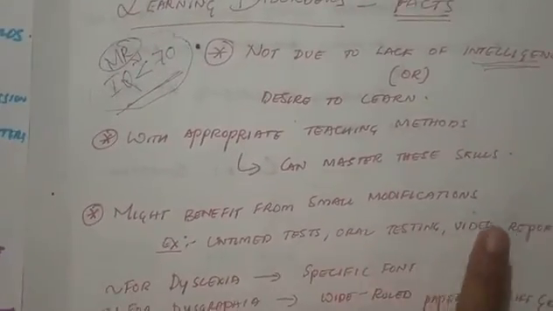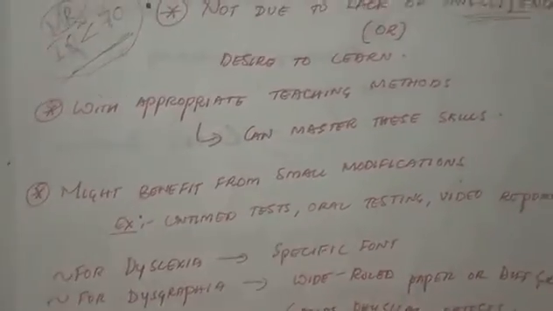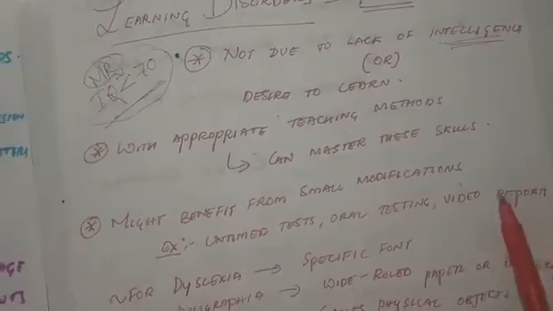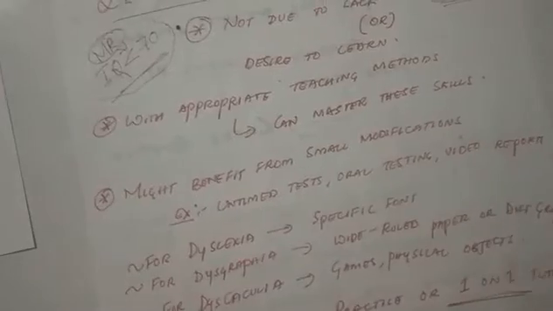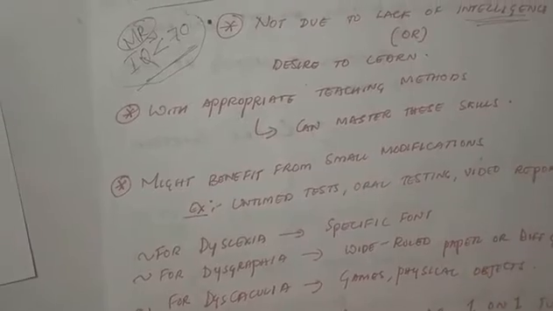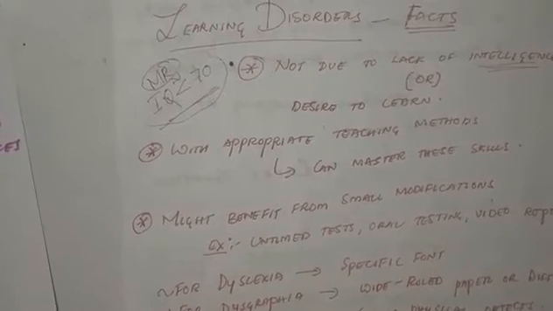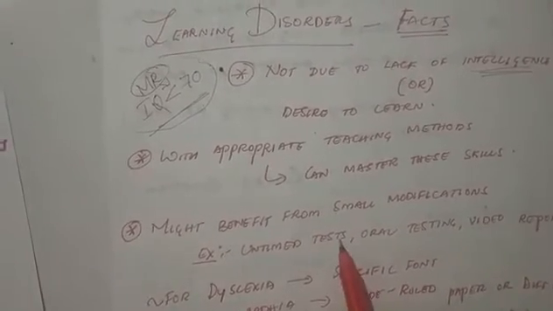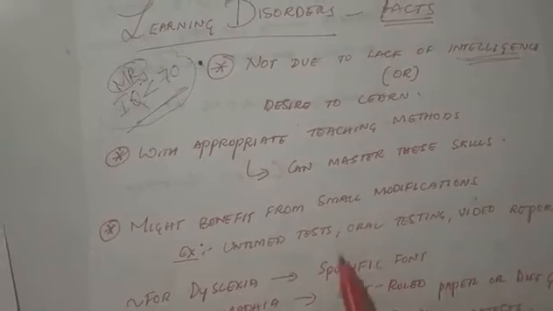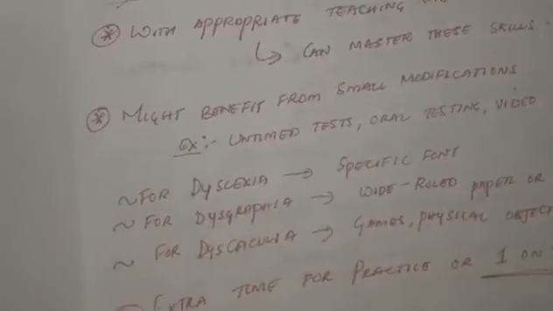They might benefit from small modifications: untimed tests, oral testing, and video reports. As I told you, you can have a scribe who can help a person with dysgraphia write in the examination, so that they can put across their thoughts accurately. Untimed test means there is no time limit; you can take your time and write. Instead of that, you can just give oral testing. That can also be a possible way of testing children with this kind of learning problem.